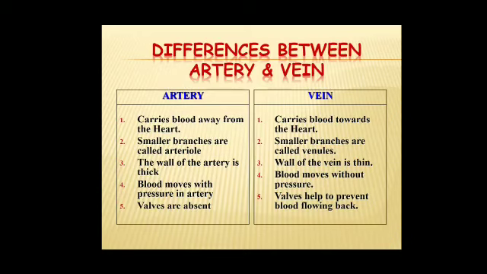Now, the small branches of arteries are called arterioles, whereas small branches of veins are called venules. The wall of arteries is thick, whereas the wall of vein is thin. Blood moves with pressure in artery, whereas blood moves without pressure in vein. Arteries do not have valves, whereas veins carry valves. Valves are the muscular structure which helps in preventing blood from flowing backward. So friends, we have seen the difference between artery and vein.